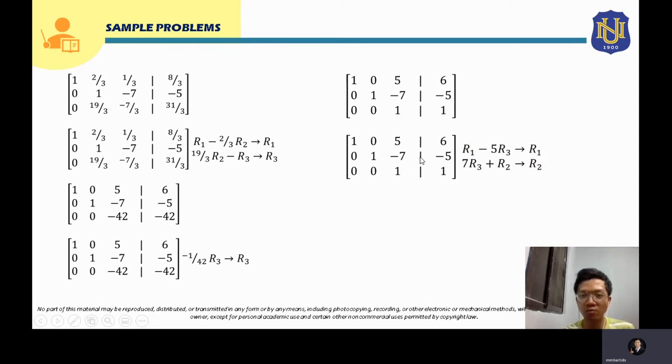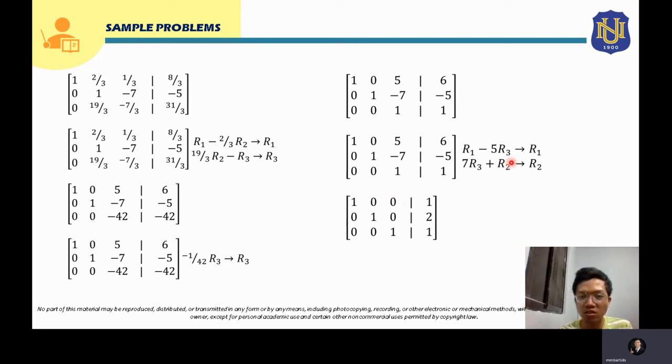Okay, so from here, we are going to perform this. Our R1 is 1 minus 5 R3. Our R3 is actually 0, so this will be 1 here. So this is R1, that will be 5 minus 5 R3, which is 1. Negative 5 times 1, so that will be 5 minus 5, so that will be 0 here. And then we have here 6 minus 5 times 1, so that will be 1. Now that will become the new first row.